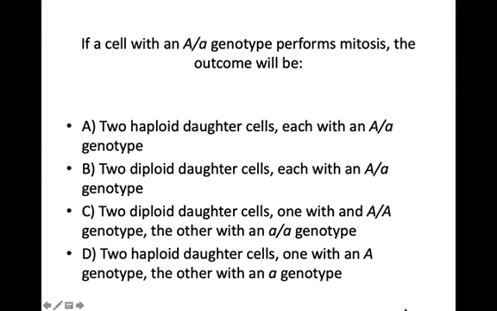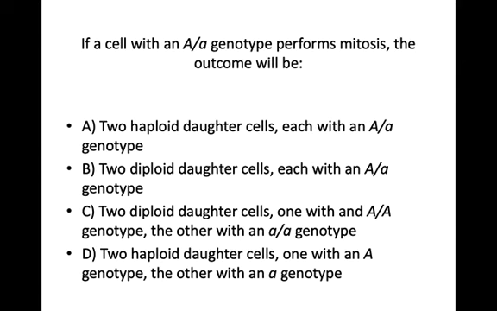2 haploid daughter cells. Well, no, because we were diploid before, right? Actually, this answer is nonsensical for 2 reasons, because it says each with the big A, little a genotype. If an organism is haploid, they only have one allele, right? So you couldn't be big A, little a, and haploid in this context if the big A and little a represent alleles of the same gene. So A is incorrect. Okay, B is the right answer.